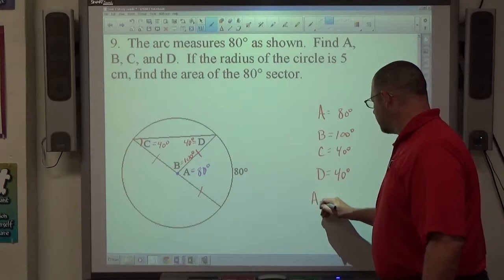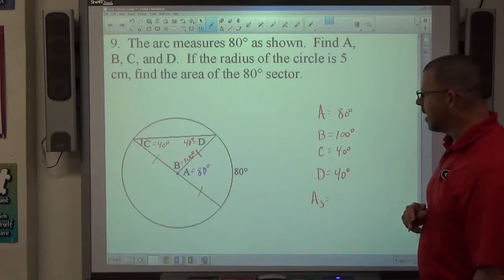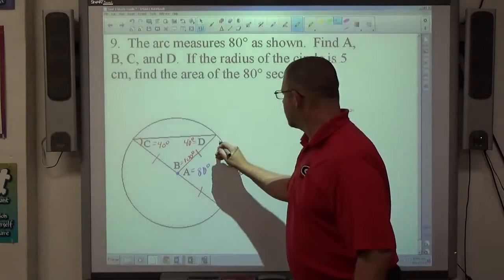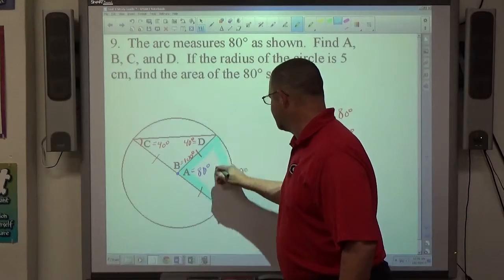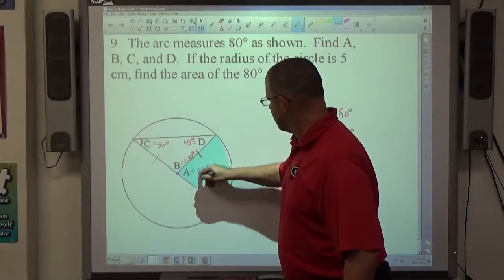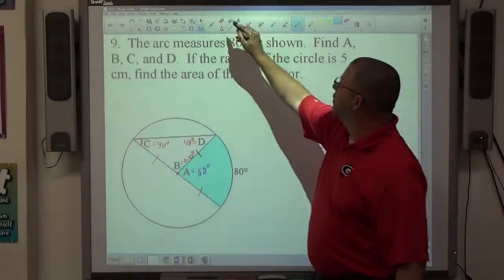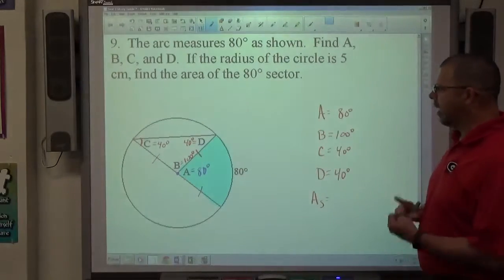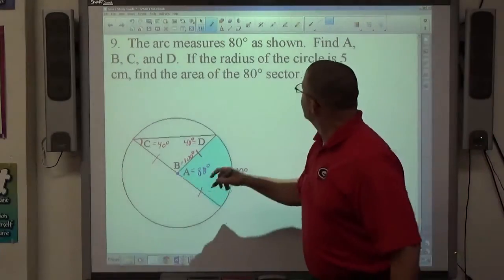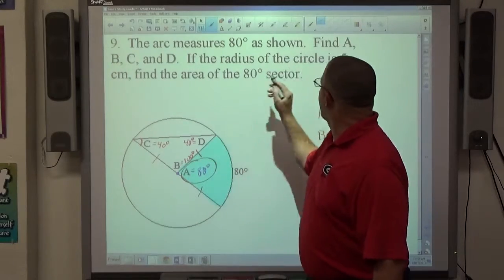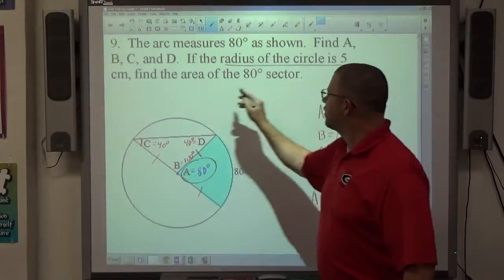Area of sector, it's A sub S. They're asking me to find the area of the 80 degree sector, which is this guy here. Find the area of that. What we need to know to find the area of the sector is the radius and the central angle. Well, the central angle's already been given to us. Right here, A is 80 degrees. And the radius of the circle is 5 centimeters.